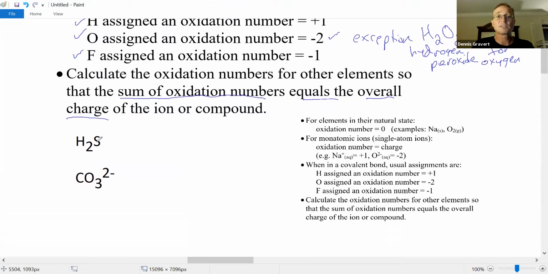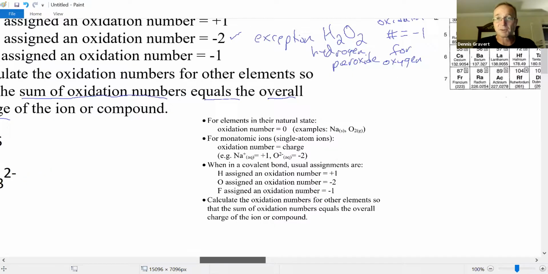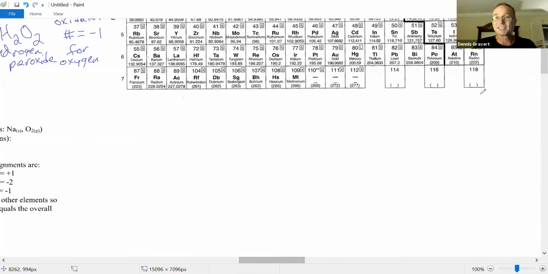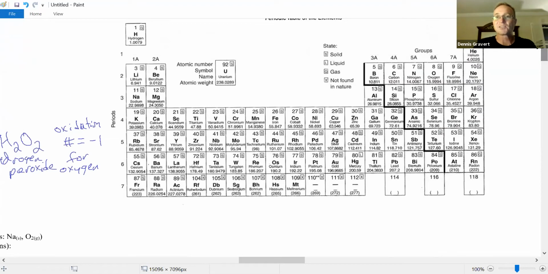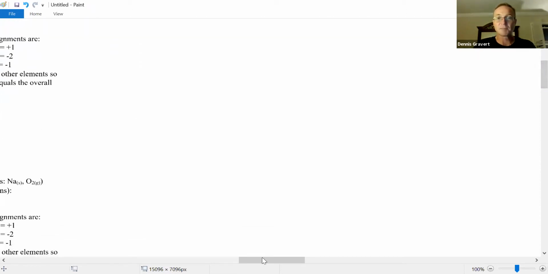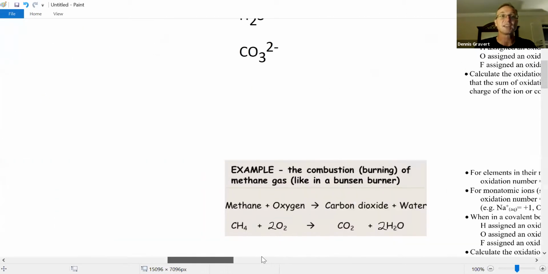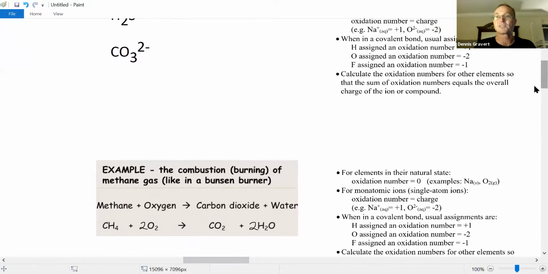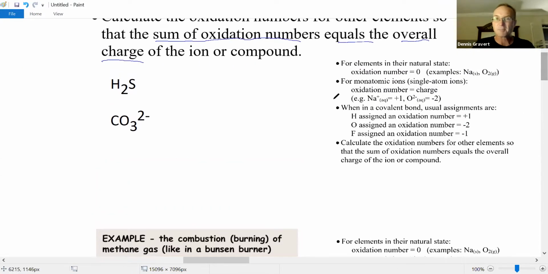Okay, so here's hydrogen sulfide. Sulfur, on the periodic table here on the right, is over here on the right side. It's a nonmetal. Hydrogen's a nonmetal. Two nonmetals make a covalent bond. So H2S, hydrogen sulfide, is a covalent compound.